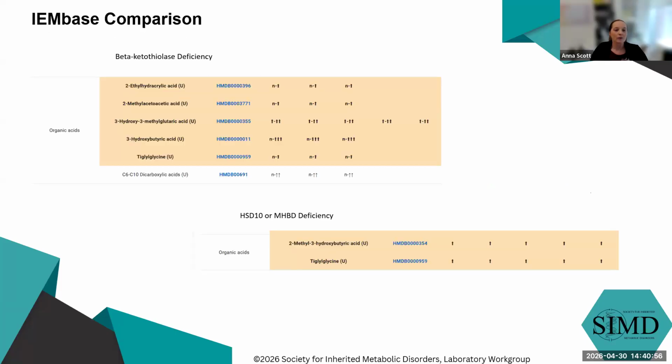So looking at our fun friend IEM base, because I love this as a resource to tell me, okay, what might be the spectrum of things I could see in a disorder? So I tend to use this a little bit differently than my colleagues. When we pull out the expected urine organic acid profile from IEM base for beta ketothiolase deficiency, we get a fun assortment of metabolites. There are several things we can be looking for. For HSD10, there's a lot less, but there are two characteristic friends, 2-methyl-3-hydroxybutyric acid and tigloylglycine. So this is what we're looking for.